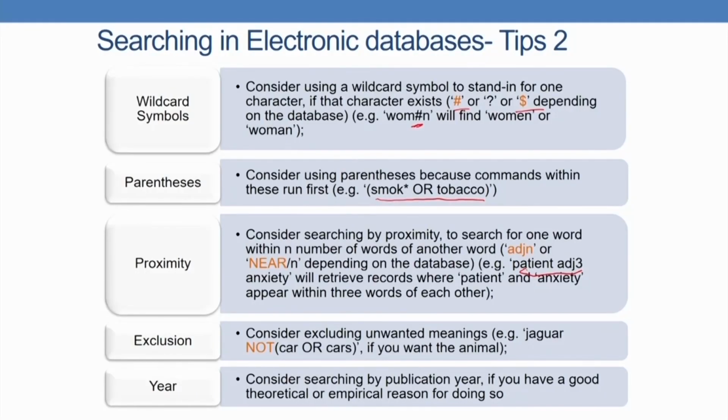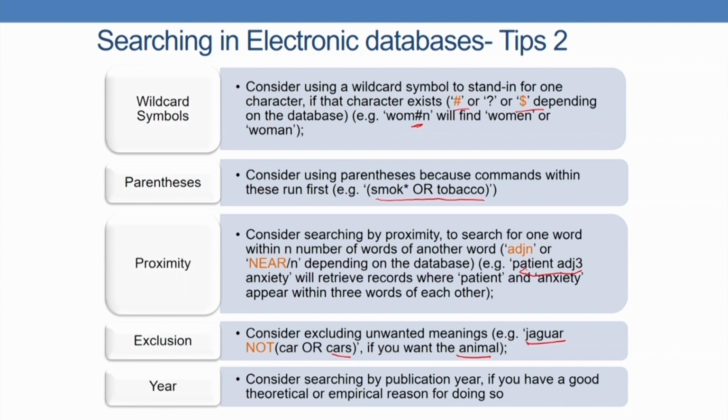Similarly, exclusion criteria: we can consider excluding unwanted meanings. Example, jaguar can be a car or it can be an animal. So, if we give a search saying jaguar NOT, which is a Boolean operator, NOT car or cars, if you want the animal, the search gives you only the relevant articles.